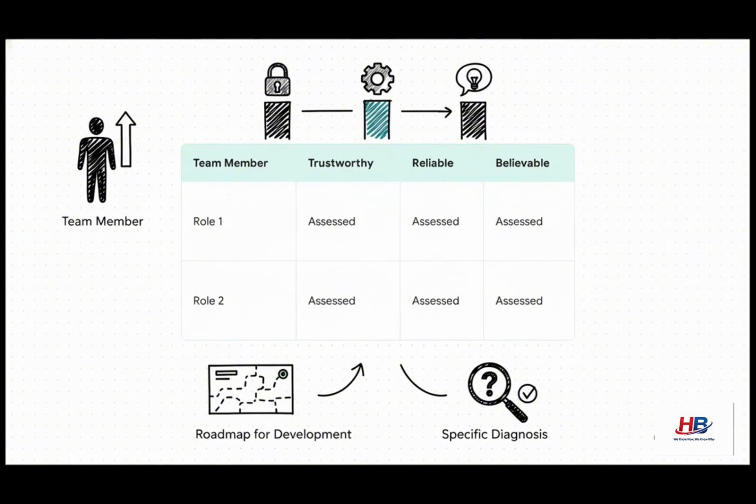So, how do you put this to work? You use a simple trust matrix, something that looks a lot like this one. For each person on your team, you can systematically assess them against each of these pillars. This turns a vague feeling like, I'm not so sure about Alex, into a really specific diagnosis. Okay, Alex's heart is in the right place, so he's trustworthy. And he definitely knows his stuff, so he's believable, but he consistently misses his deadlines, so he's not reliable. And just like that, you have a clear roadmap for a development conversation, not just a gut feeling.